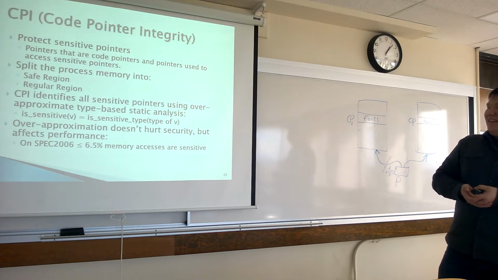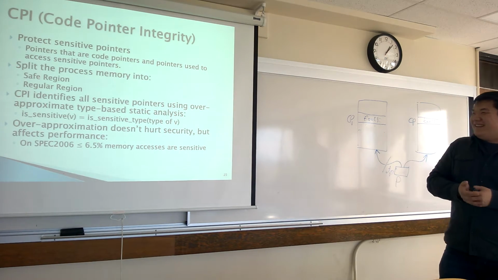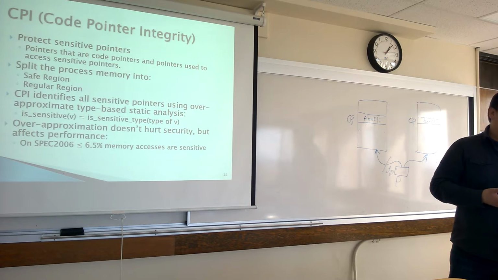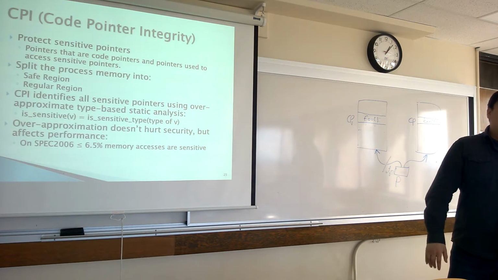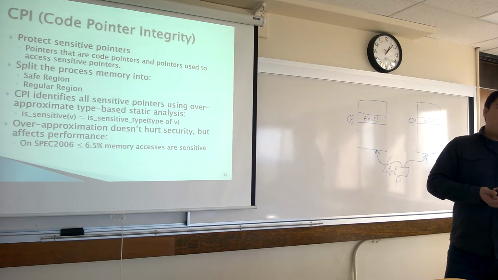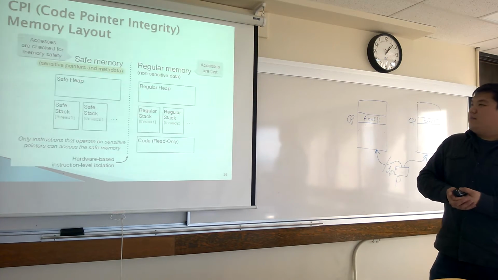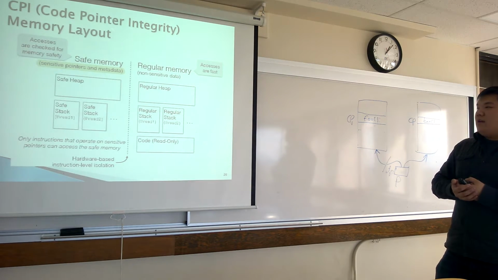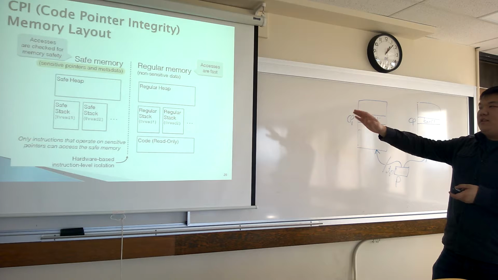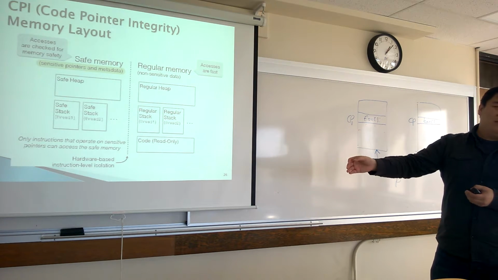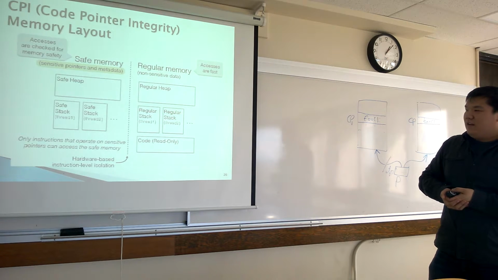Anyway, yeah. So the over-approximation doesn't actually hurt the security portion, but it does affect performance because you have to do more and protect more. Basically, you just have to keep track of more things in safe memory. Yeah. So the code pointer integrity in terms of memory layout, it's basically the same thing, except we just add in the extra pointer that we talked about earlier.